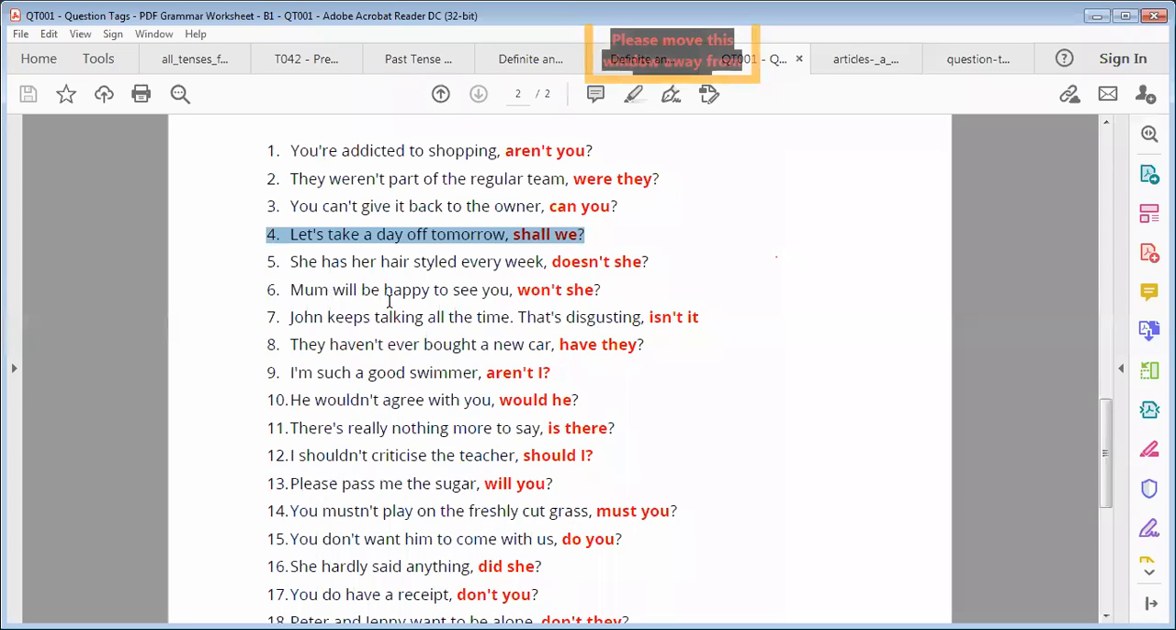Kritika, mom here from 6. Mom will be happy to see you. Won't she? Now, so what is the doubt? What is the doubt? Mom is mom. You call mom mom. Ninth one is I am. So with I am, I told you we use aren't. No, mum is also used in spoken English. Yes, mom, mum, mommy. These are different possibilities.